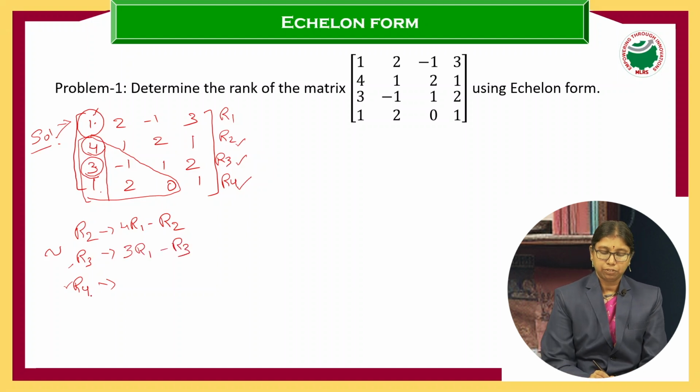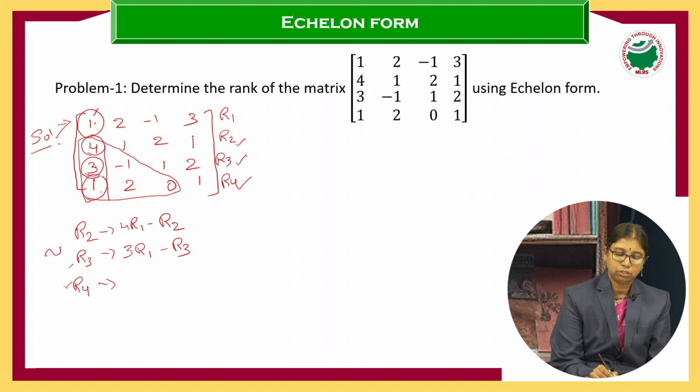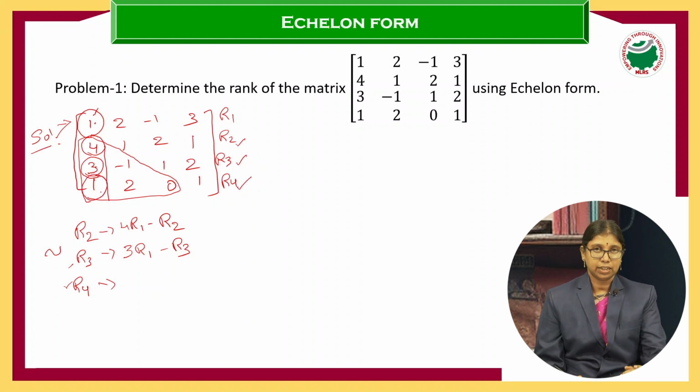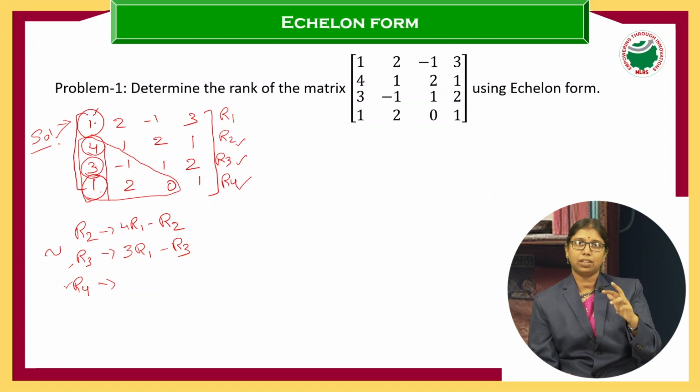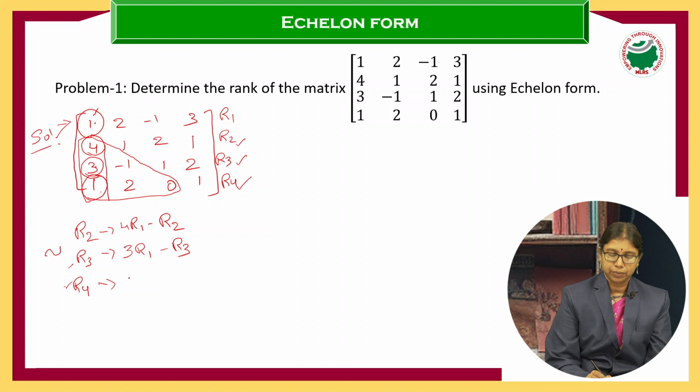Next, see R4, we have to change this 1 value to 0. The corresponding value in R1 is 1. Both are 1, so by subtracting both the rows, you will get that value to 0. That means R4 minus R1.